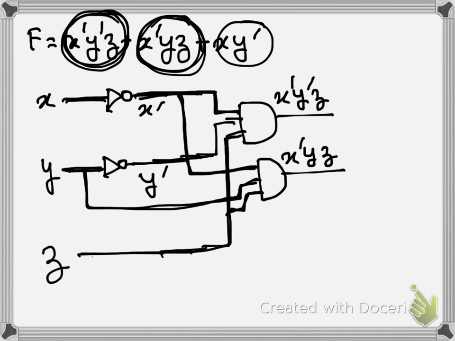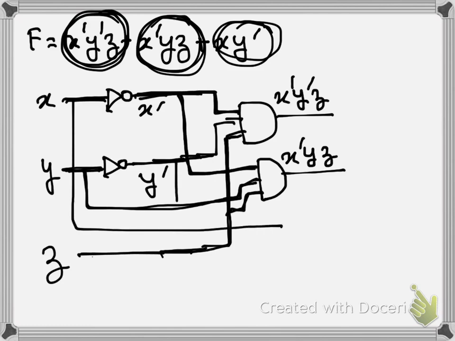And finally I have the third term, that is x y dash. So x is here, and y dash I can bring from here. So x y dash. So I have the 3 terms coming out from these 3 gates.